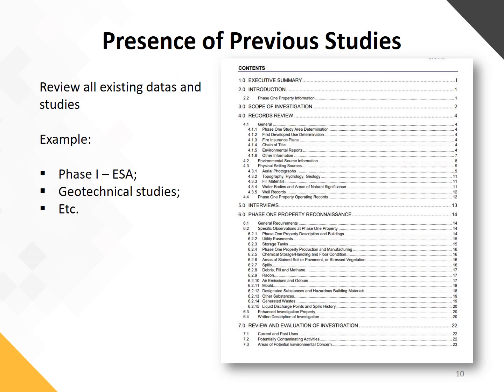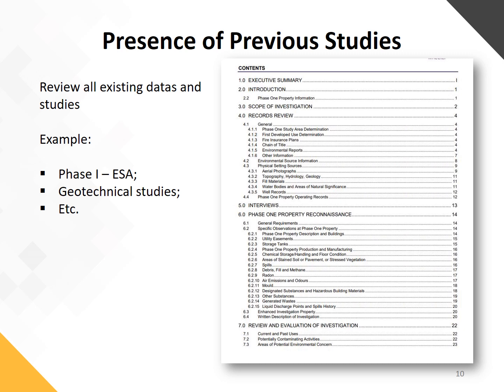Sometimes when you need to go on a site, you will know that there was a previous phase 1 and you will consult it before, but sometimes you don't necessarily know. So it's always important to do a little research on whether or not there are any previous studies. You can look for a phase 1 ESA, so it gives you more information on the site. It could also be a geotechnical study. So any environmental study about the site could be very interesting for you because it can give you information about the site.